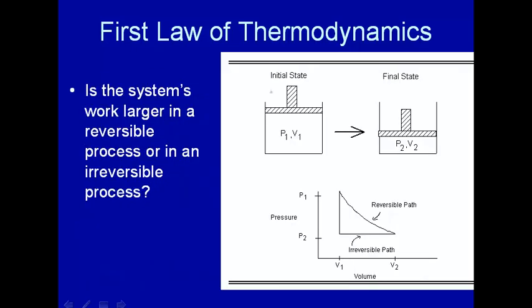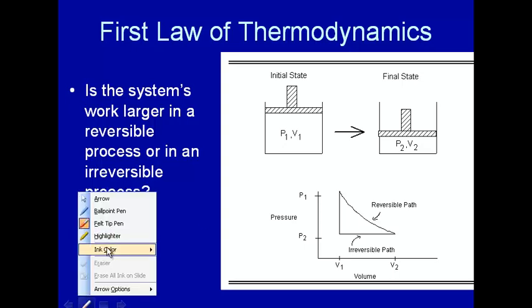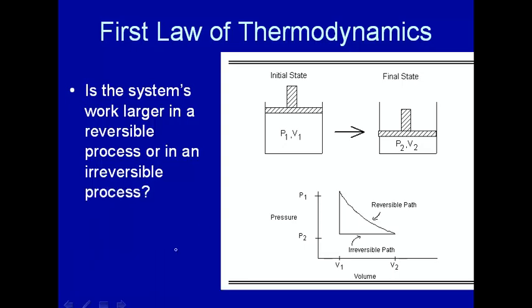All right, let's look at an example here. Let's do two changes. Here's our initial state, which is some pressure. Let me change the ink color here to say black. So we have some initial pressure and some volume here. That's our initial state. And then here we have our final state. We have P2 and V2, and our final state's like this.